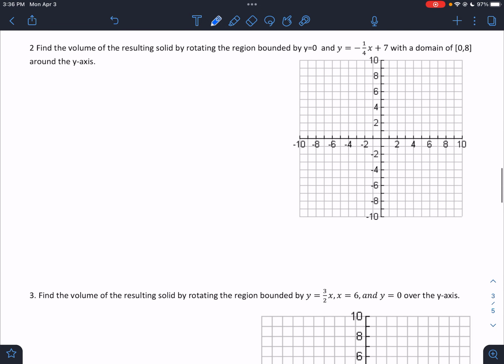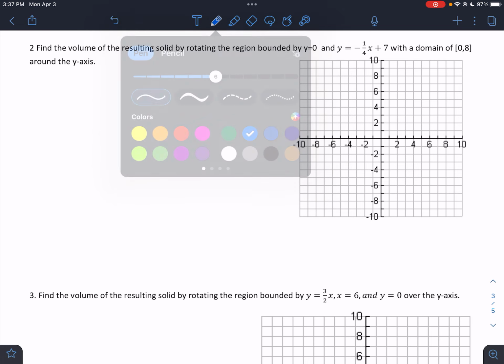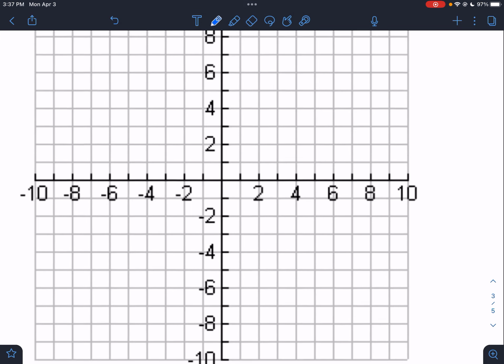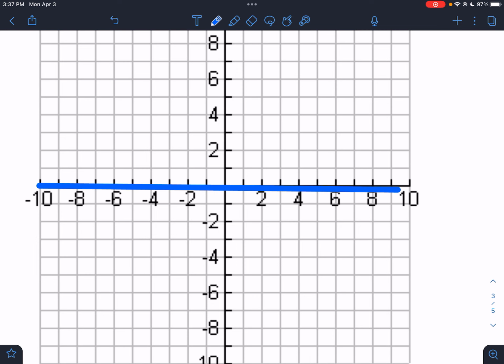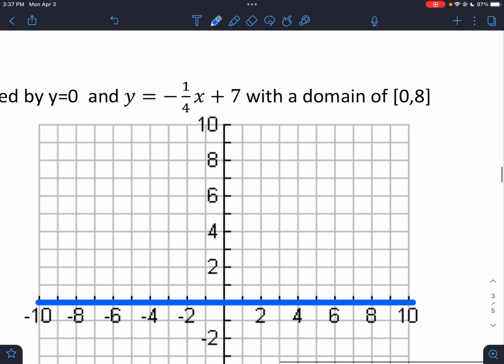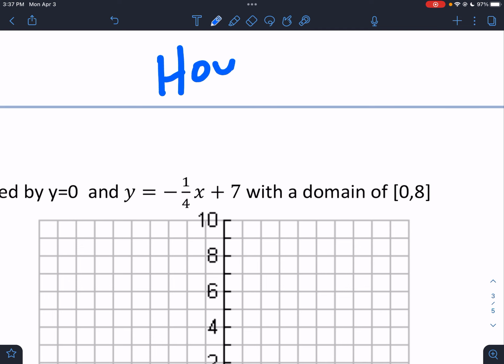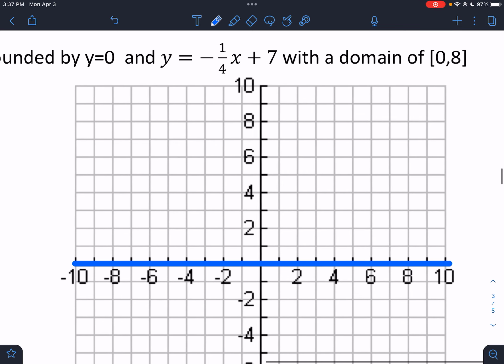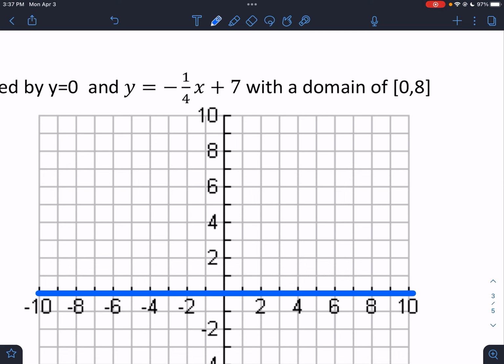All right, we're going to do some graphing questions here. It says, let's make it a little thicker here. Find the volume of these graphs. y equals 0, that's horizontal. Remember, horizontal is y equals, vertical is x equals. You can remember that. Negative 1/4 x plus 7. There's my plus 7. We're going to go down 1 over 4. We're going to go down 1 over 4. Oops. 1, 2, 3, 4. Something like that.